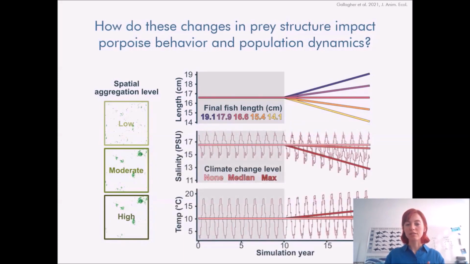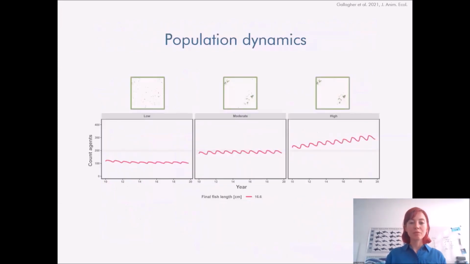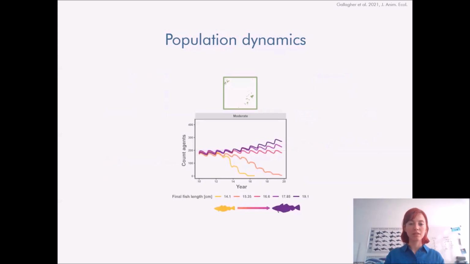And then we also tested some different changes in the environmental conditions directly, so how salinity and temperature may change over a 10-year period. Those were based on maximum and medium predicted decadal changes for that area. Okay. So what we found is that, based on the spatial aggregation level, environments with more densely aggregated food patches could support a higher population of porpoises.